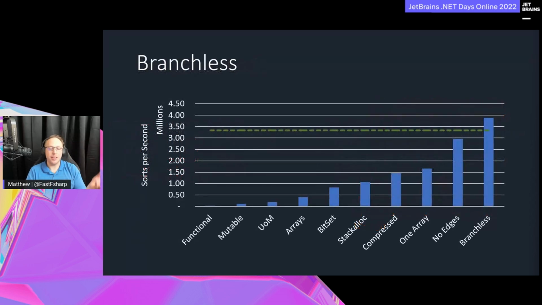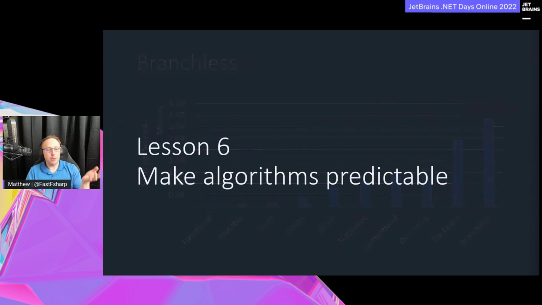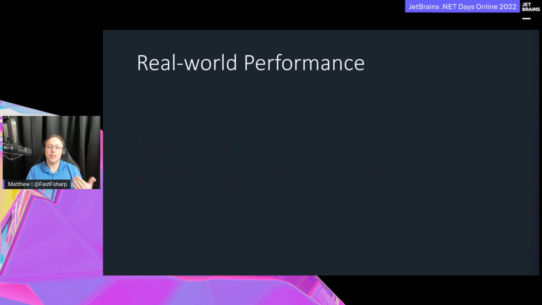And when we benchmark this, we're now at 3.8 million sorts per second. So the takeaway from this is make algorithms predictable. You don't always need to use branchless programming to do it, but if you need to, you can reach for it. So what does this mean for real world performance?